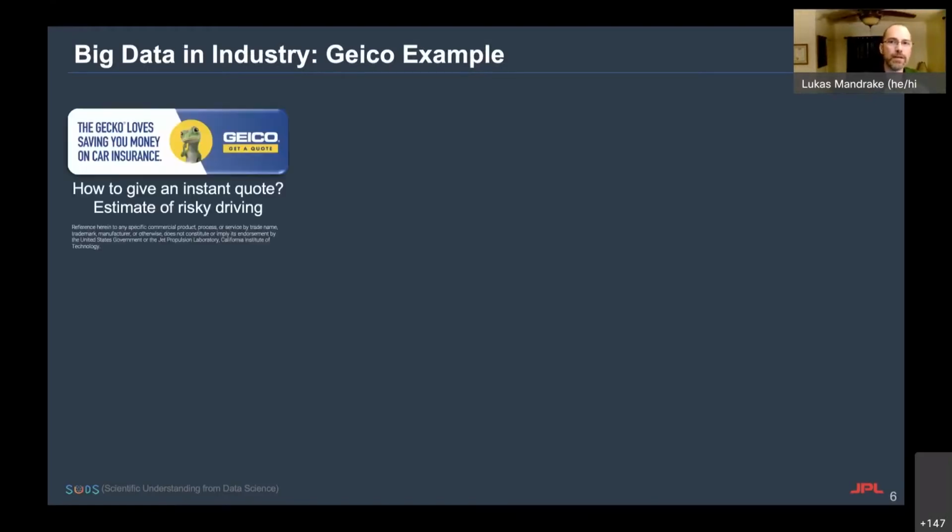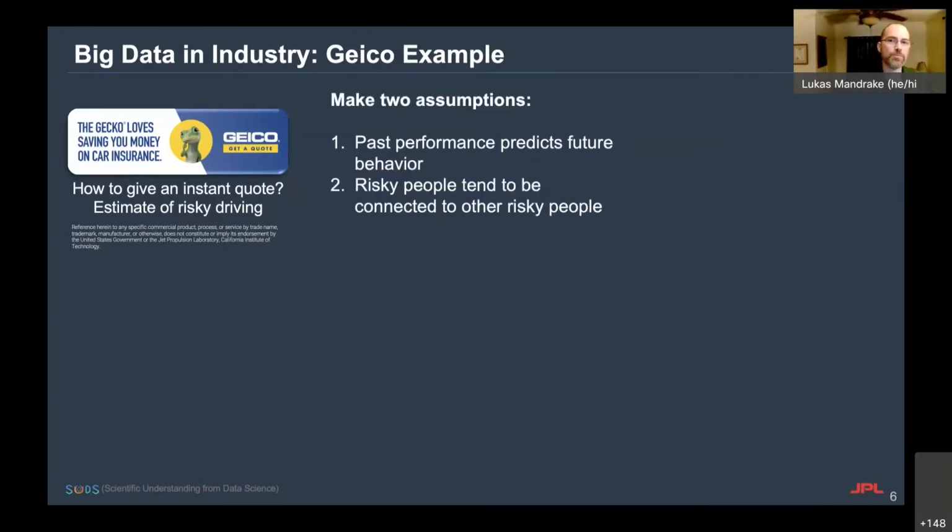In the 90s, an insurance company named Geico decided that its customers didn't want personal relationships with insurance brokers anymore. They wanted to relate to insurance as a commodity that could be easily purchased online with a minimal wait. This concept of the instant insurance quote is essentially a statistical estimate of how risky a driver you are. So how can we estimate that for anyone with minimal information in 15 minutes or less? To solve this problem, they made two assumptions. Past performance predicts future behavior, and risky people tend to be connected to other risky people.